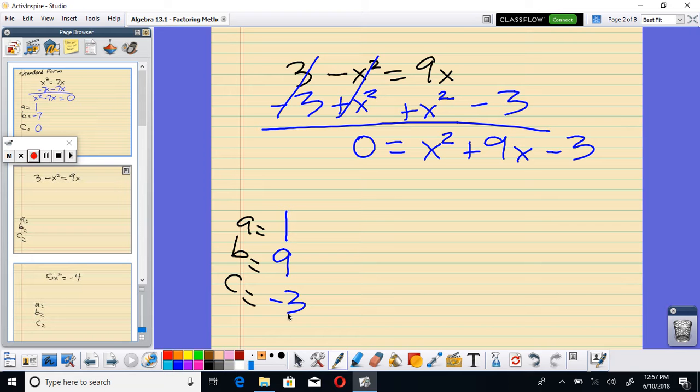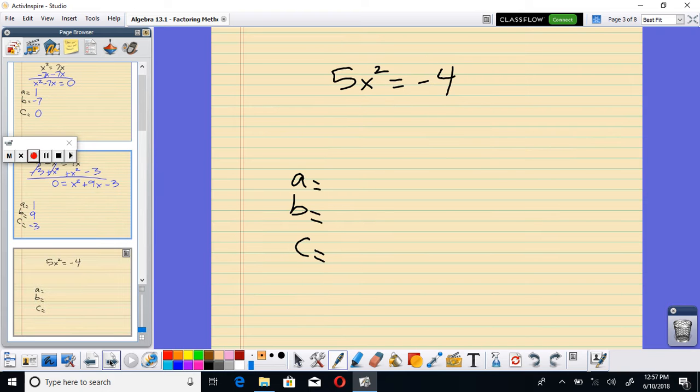Now, some of you may have noticed this one is not factorable, so we will get to the other methods in the coming classes where we should be able to solve this. Today we'll just focus on the factoring method. Here, one more time, let's just practice how to do a, b, and c. Try this problem. Get it in standard form. Identify a, b, and c.